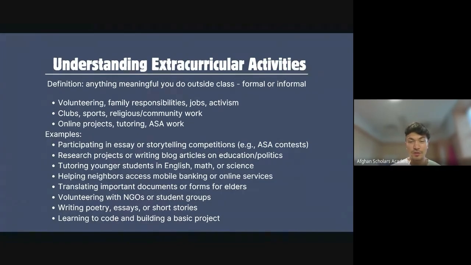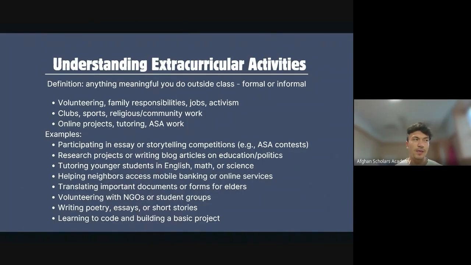You can also translate important documents or forms for elders, and you can volunteer with NGOs or student groups. Like I said, you can work with ASA or other nonprofit organizations, and you can write. Writing is the best way to show that you are someone who thinks, someone who is willing to solve problems, and who is kind of intellectual, right? You have some kind of intellectual curiosity. Write poetry, essays, or short stories. It doesn't have to be really impressive or really big, but you can write about whatever you're interested in.